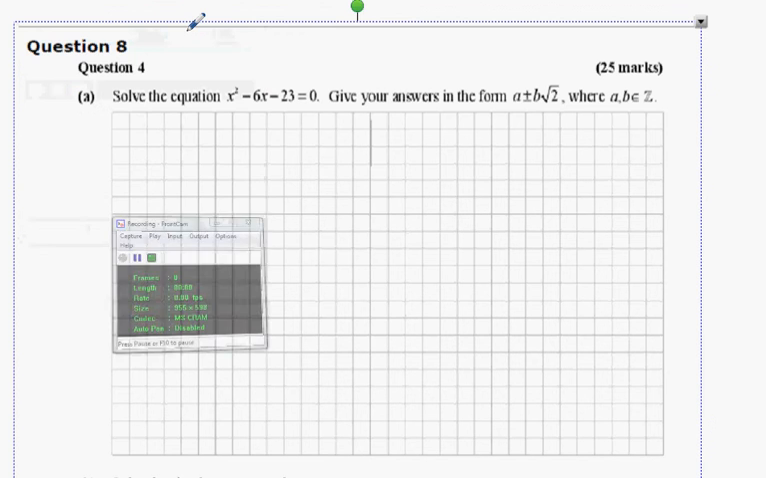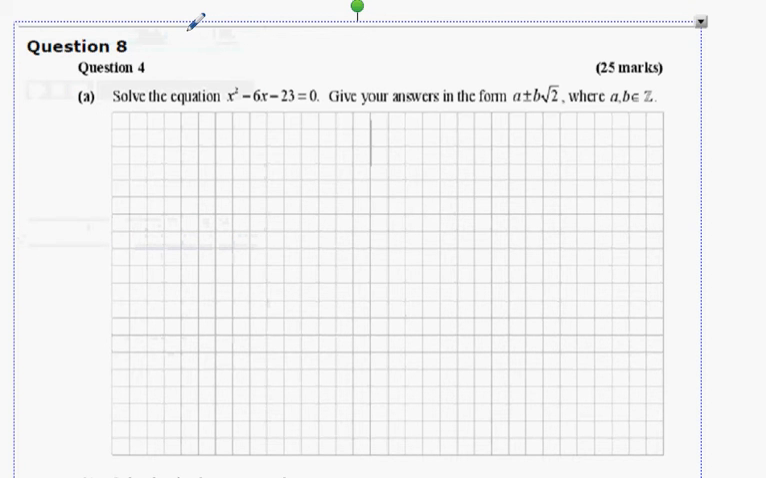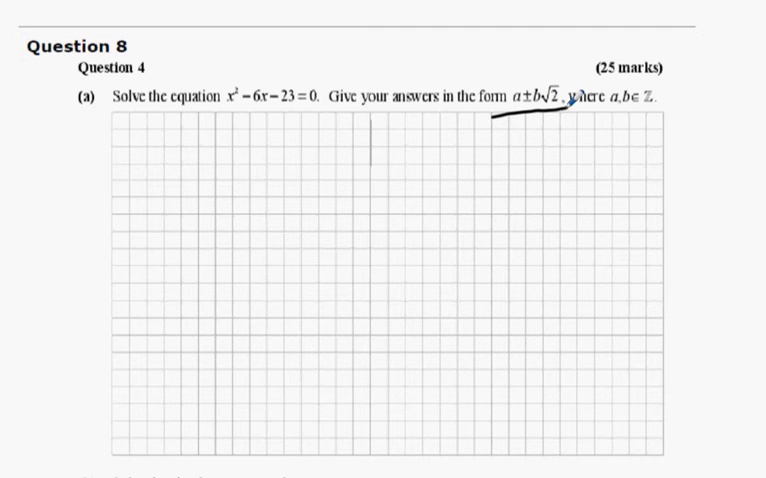So guys, this one here is on the test, question 8 on the test, just a basic algebra question, okay? It says give the answers in the form a plus or minus b root 2, okay? You notice it's a quadratic equation. However, you aren't going to get normal numbers here. You're going to have to get numbers like a decimal or a surd form, okay?